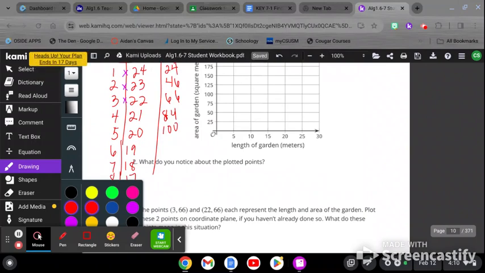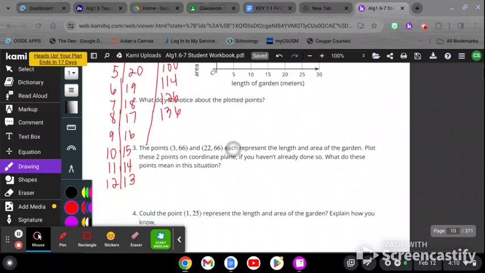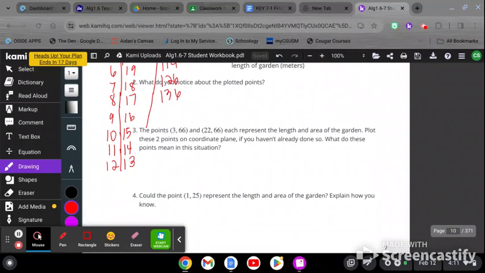6 times 19. 7 times 18. 8 times 17. So are we noticing that as we keep going, this is getting bigger and bigger? 9 times 16. 10 by 15. 11 times 14.